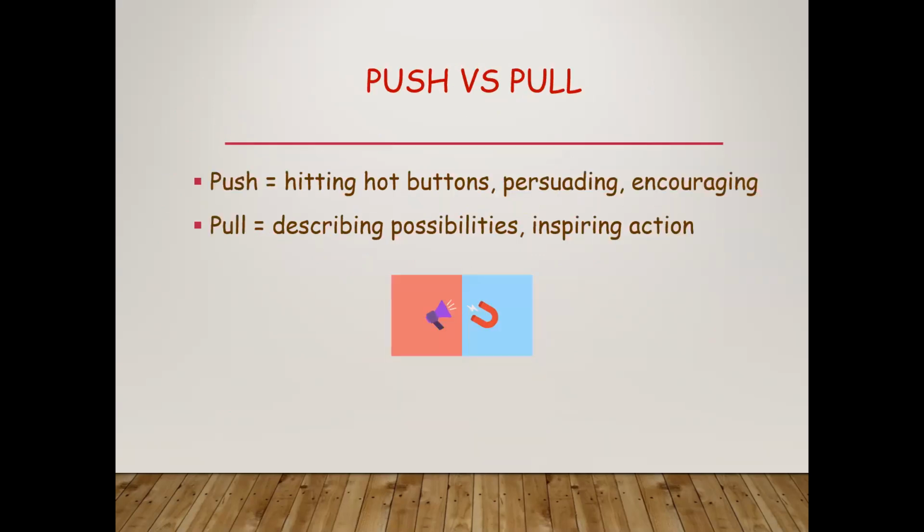There are two different ways that you can get information across. One is push, hitting people's hot buttons, persuading them or encouraging them, or pull, describing possibilities, inspiring action. Either one can work effectively in a presentation.